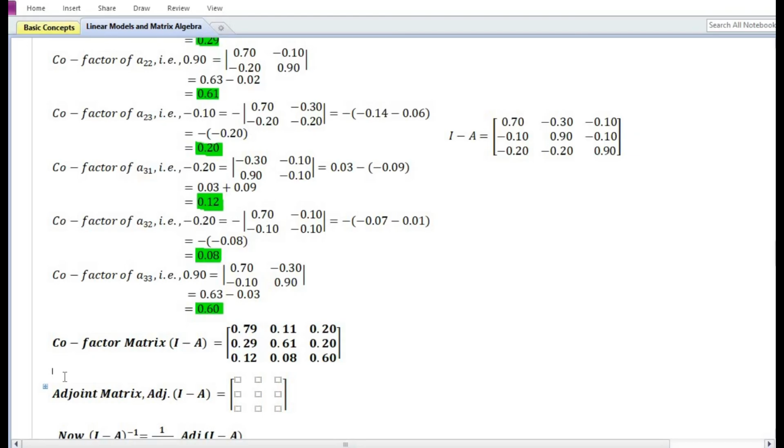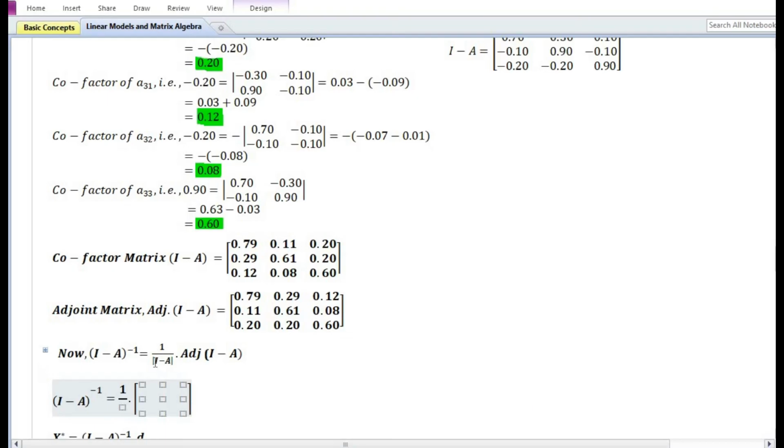Next, finding the adjoint matrix of I minus A. The adjoint matrix is nothing but a transpose of the cofactor matrix. The transpose of a given matrix is obtained by interchanging the rows into columns or columns into rows. Let us interchange the rows into columns. Let us substitute the determinant of I minus A and the adjoint of I minus A in the formula for finding the inverse of I minus A.